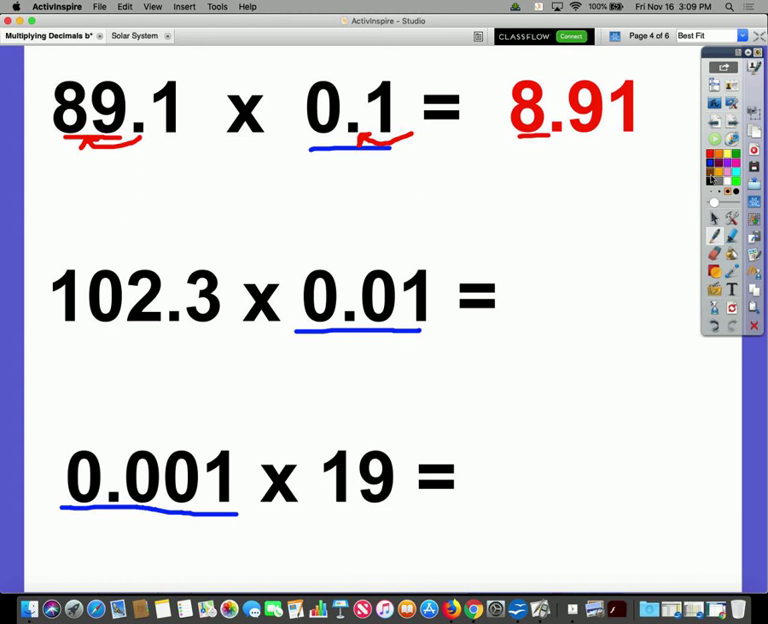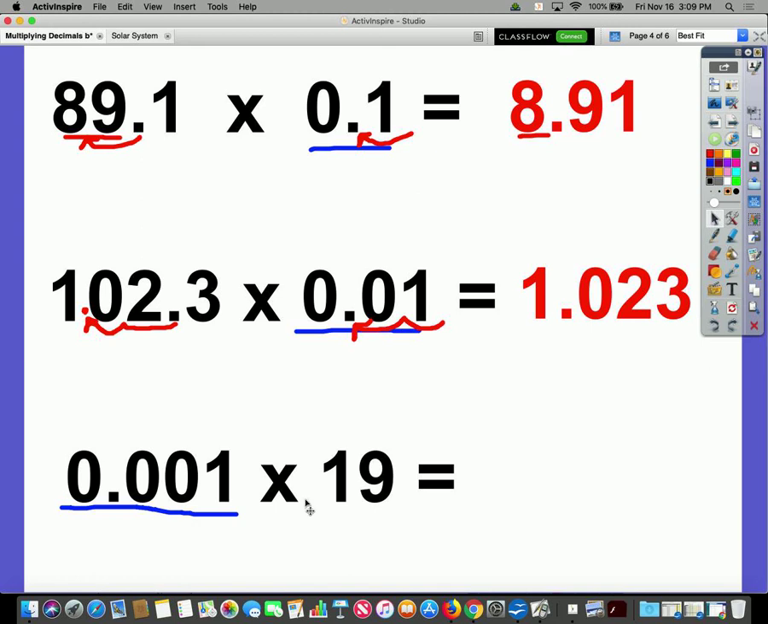This one, 102 and 3/10 times 1/100th. Well, this time this decimal is over 2 spots, which means we're going to move this one over 2 spots, and that would equal 1 and 23/1000ths.